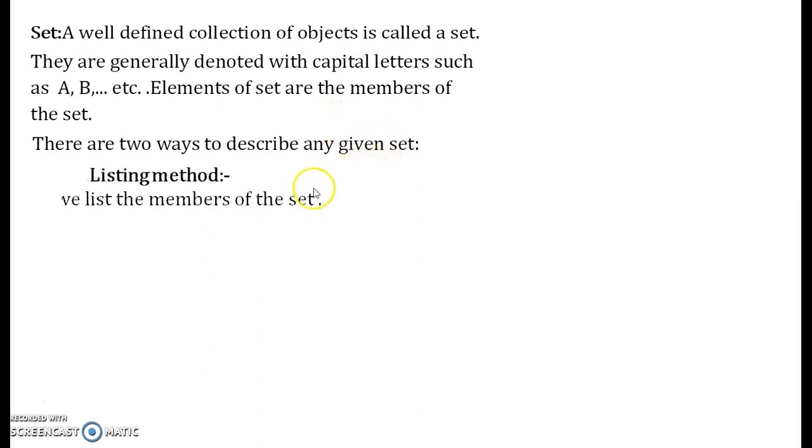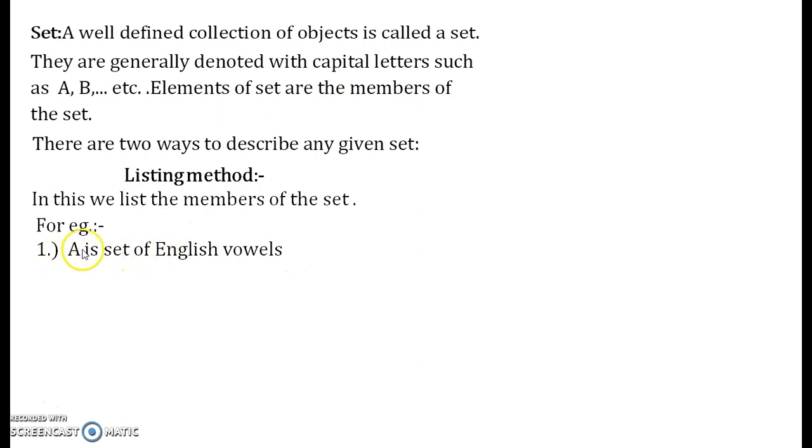There are two ways of writing a set. Listing method. In this method, you write all the elements of the set, if possible. If the set is very small, like over here, A is a set of English vowels. So the set of English vowels is A, E, I, O, U. Then how do you write that set? Capital A equal to curly brackets A, E, I, O, U, separating each element by a comma.